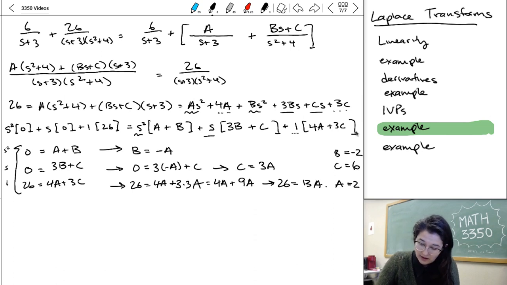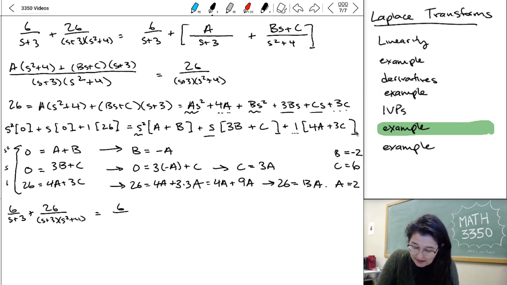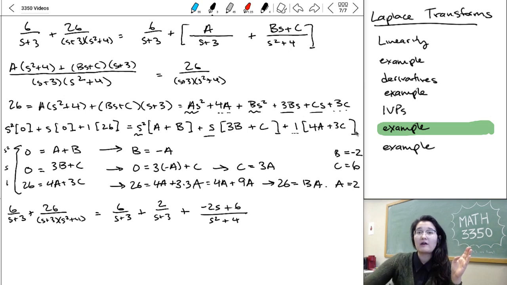So now I know that 6 over s plus 3, plus 26 over s plus 3 times s squared plus 4, is the same as 6 over s plus 3 plus a over s plus 3, so 2 over s plus 3, plus bs plus c, which is minus 2s plus 6 over s squared plus 4. So everything that I did in the middle here was just so that I could turn my messy fraction into something that looks more like things I can take Laplace transforms of.